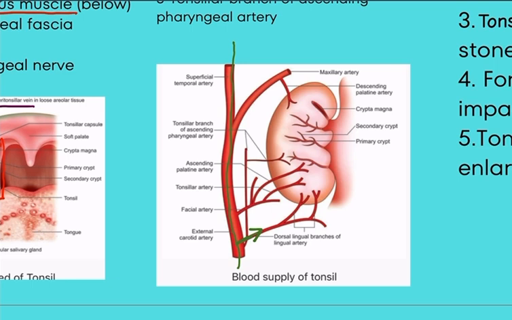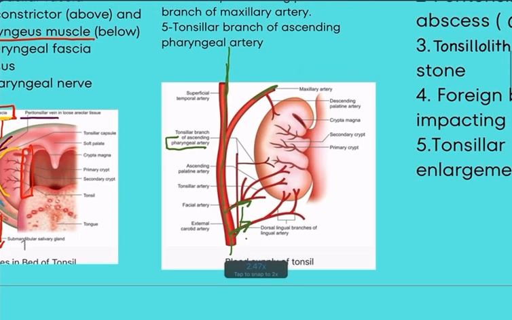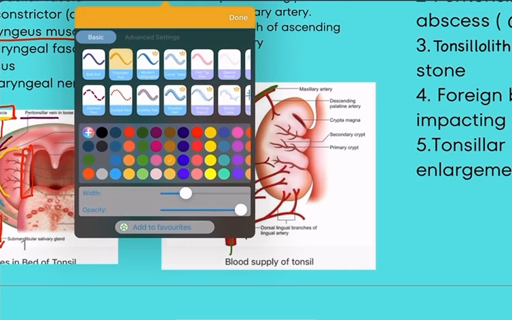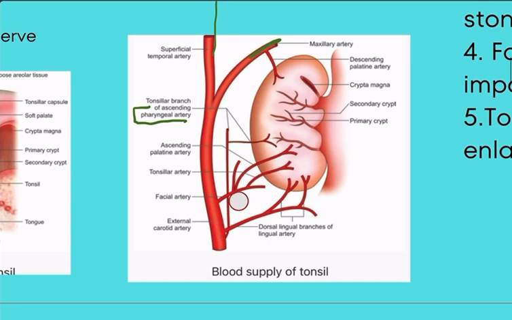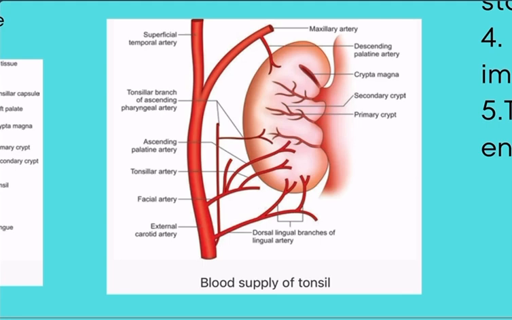external carotid artery. This is the lingual artery. This is the facial artery. From behind, we have the ascending pharyngeal artery, and here this is the maxillary artery. Here it continues to form the superficial temporal artery, which is the last branch of the external carotid artery. So, from the branches of this external carotid artery, blood supply is given to the tonsil.